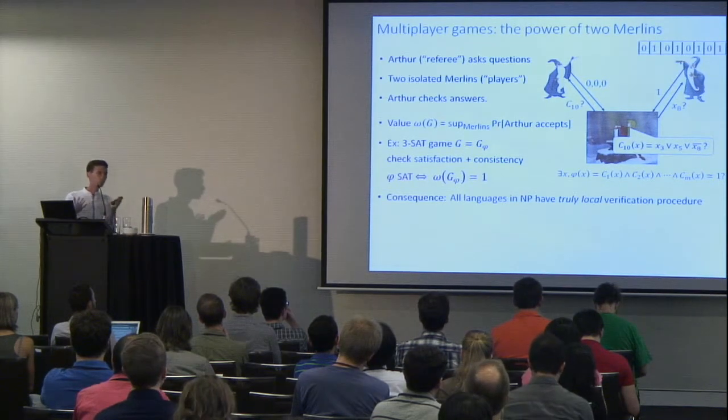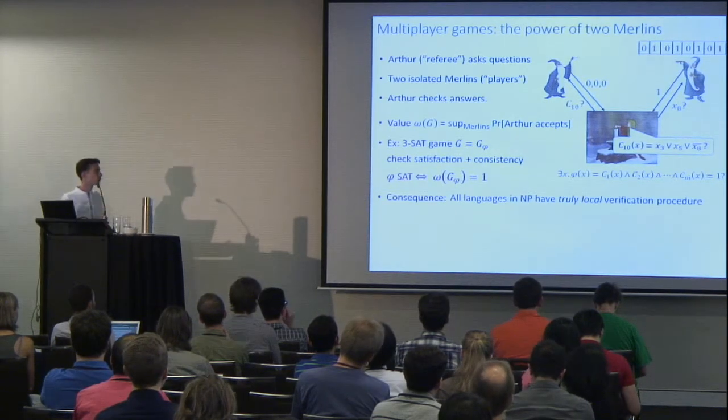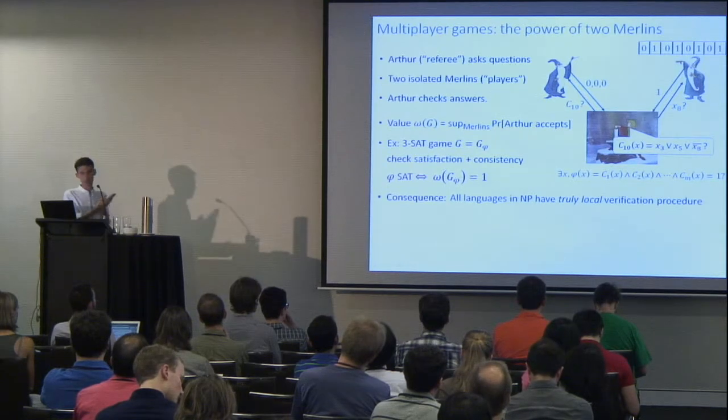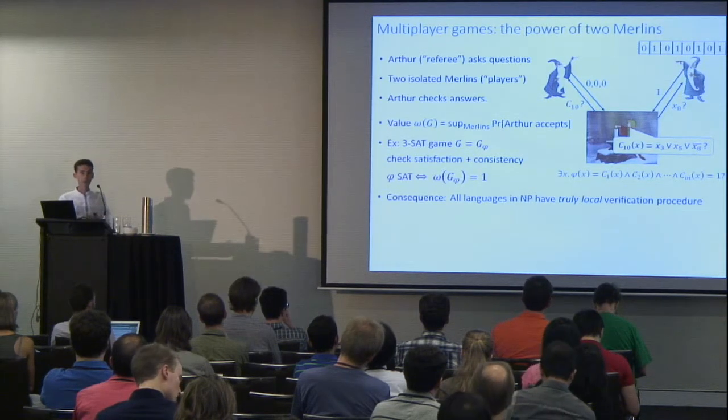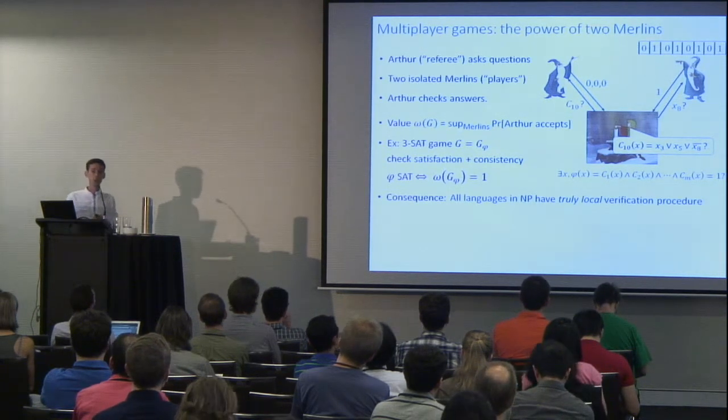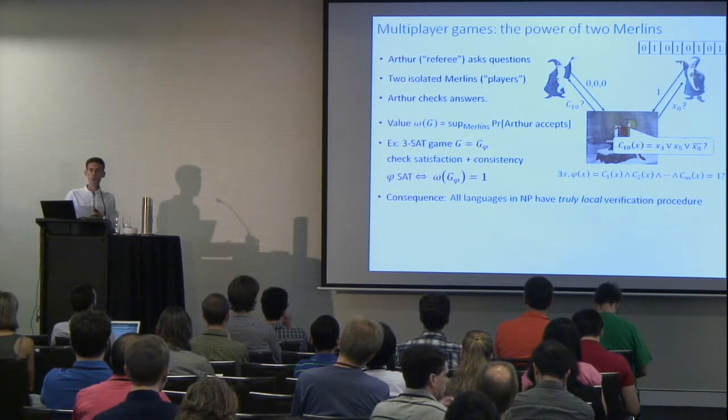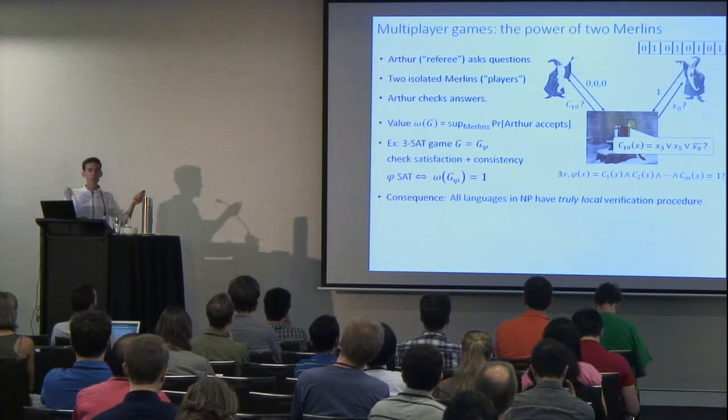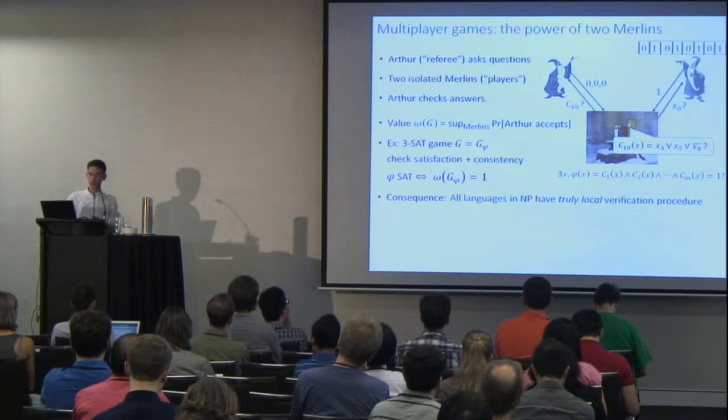And so one way to phrase this, I mean, this is very informal, and it's just an observation, but the consequence of that observation is that if Arthur is trying to verify membership in an NP language, he can do this now using a truly local procedure in a certain sense. He doesn't need to store any proof. He just needs to query two separate Merlins, get the answers, check, and this is going to work out.